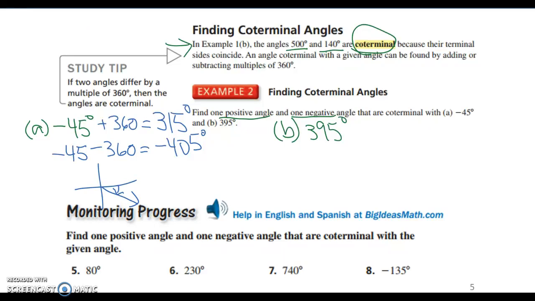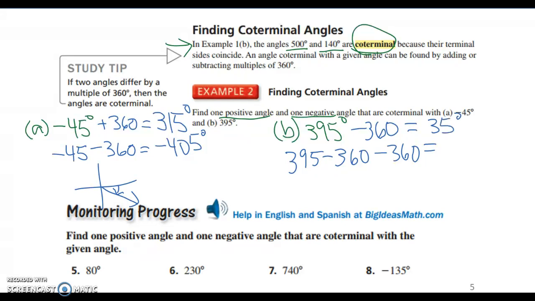For part B, we're going to do the same thing, except 395 is bigger than 360, so I can subtract 360 degrees and get my positive angle, and then I can subtract 360 twice to get my negative angle. There's different ways that you can do this, and there's many different answers, but this is what we would get for my positive, and we would get negative 325 for the negative.